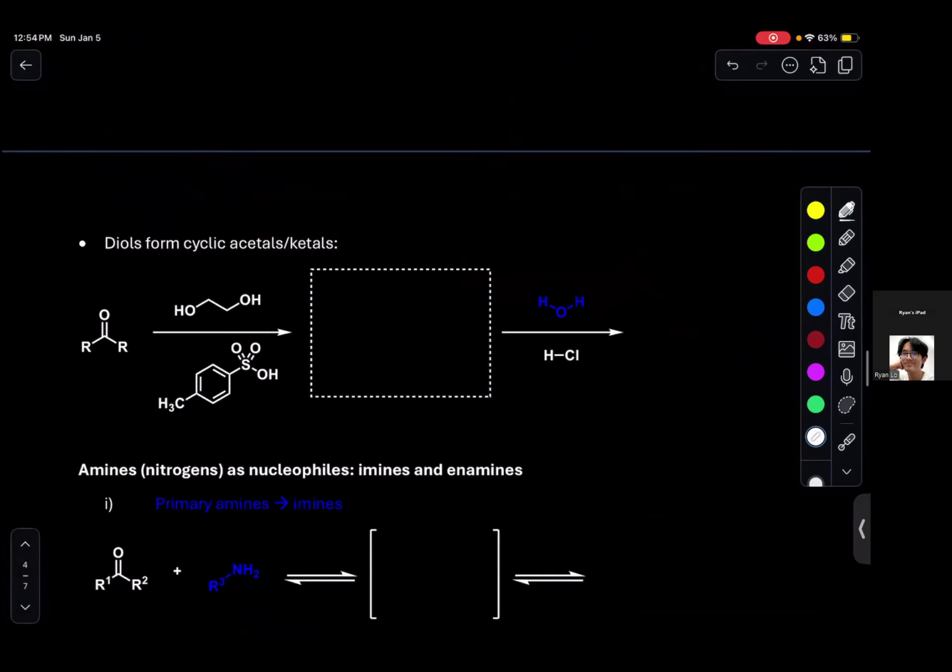More fun stuff. You can form cyclic acetals and ketals. So if you hated cyclic esters, I'm so sorry. Remember, I didn't make the class. Don't shoot the messenger, right?